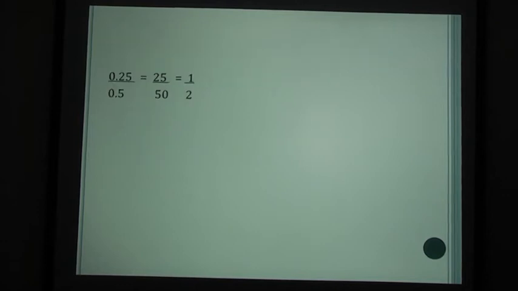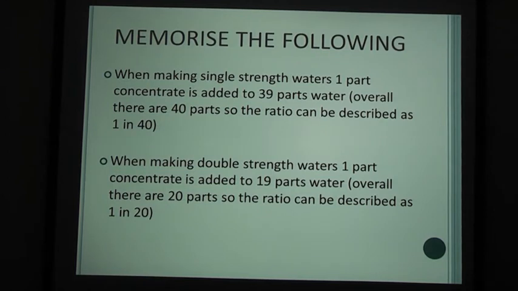Simpler relationship there, it's a half. Okay? So, memorize this. There's no other way of doing this. If you don't understand how we got here, fine, just memorize this. But obviously I hope you do understand, because actually it's literally just looking at the amount of chloroform and the relationship between the two. But when making single strength waters, 1 part concentrate is added to 39 parts of water.